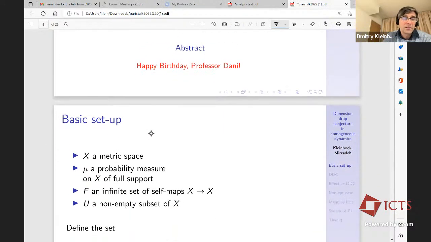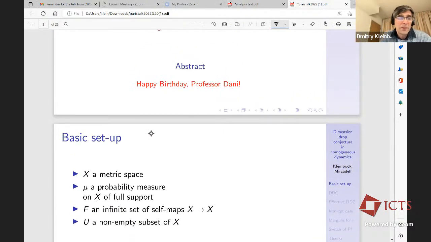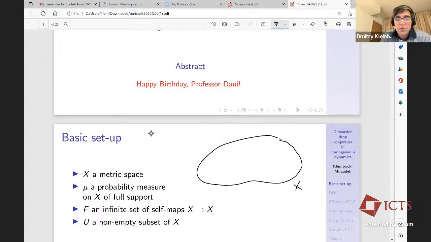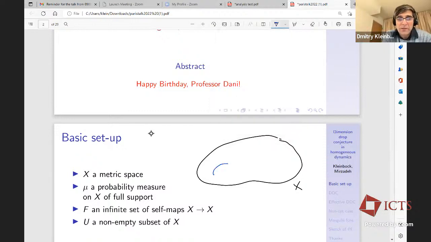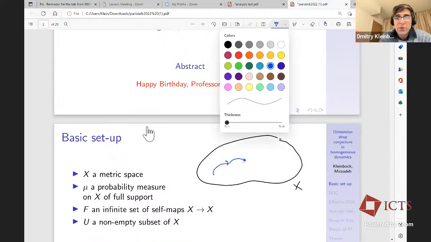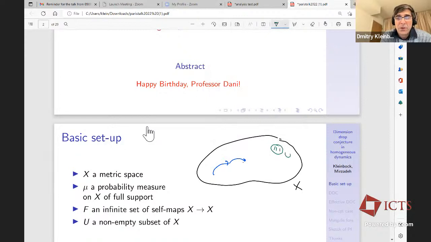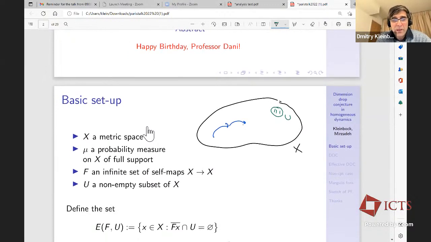So I'll talk about something related to the general situation in dynamics. We start with some metric space, which I'll call X. It has a probability measure of full support. And then there is dynamics. So you have some set of maps, maybe it's a group or a semi-group, I call it F. And then I also choose a set U, which will play a role here. And I define what I'll call E(F,U).